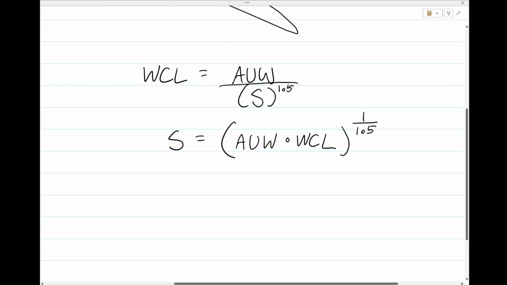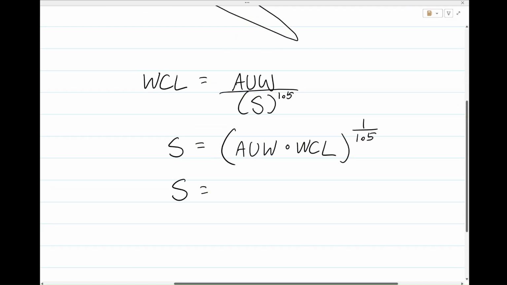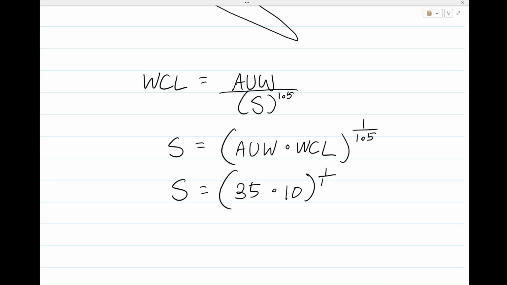All right. Now let's go ahead and plug in the numbers that we know. 30 ounces, 35, right? Times our wing cube loading, which I decided to be 10. Do this to it, and let's see what we get.